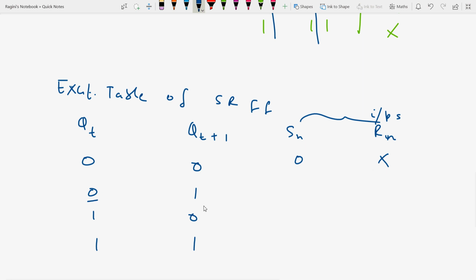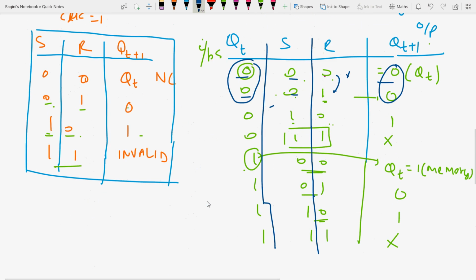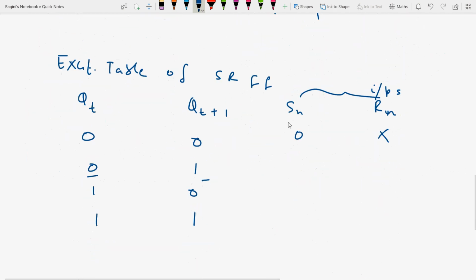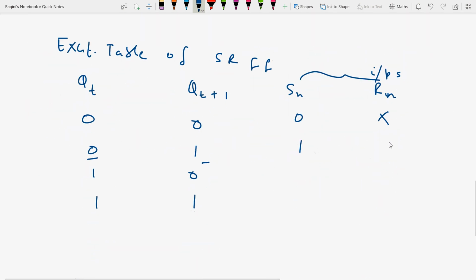Now Qt is 0, Qt plus 1 is 1. Again you can see Qt is 0 and Qt plus 1 is 1. So you can see from here that S is 1, and when Qt is 0 and Qt plus 1 is 1, then S is equal to 1 and R is equal to 0. So here we have S equal to 1 and R equal to 0.